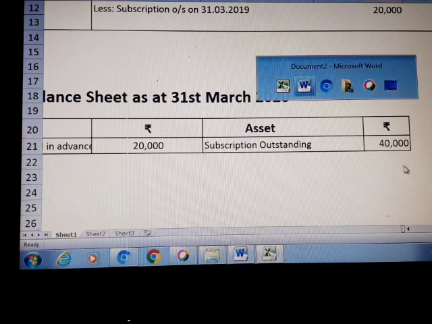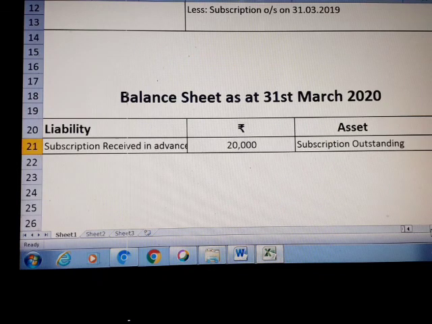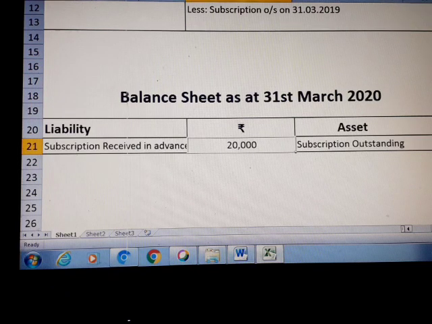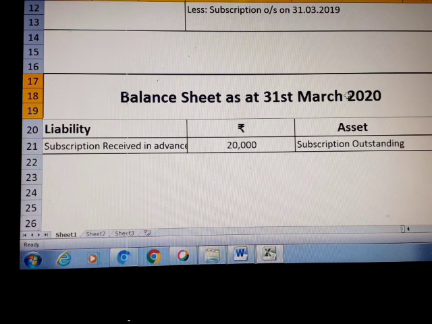Now the next item to which I give the importance is the advance subscription. Current year which I received advance, the advance amount is 20,000. So this 20,000 will be shown on the liabilities side as subscription received in advance and an amount of rupees 20,000, and this balance sheet will not get tallied. It is called as an extract. So you have to write in such a way, balance sheet as at 31st of March 2020 and these two items. Any doubts so far, students?